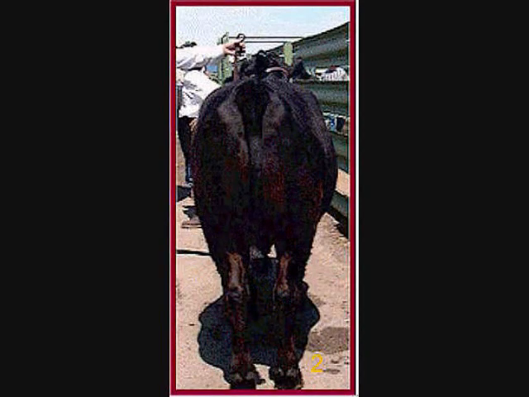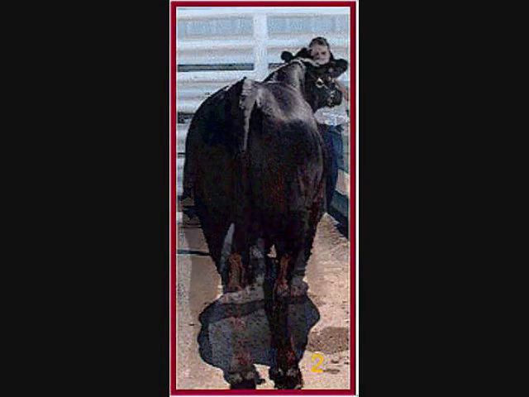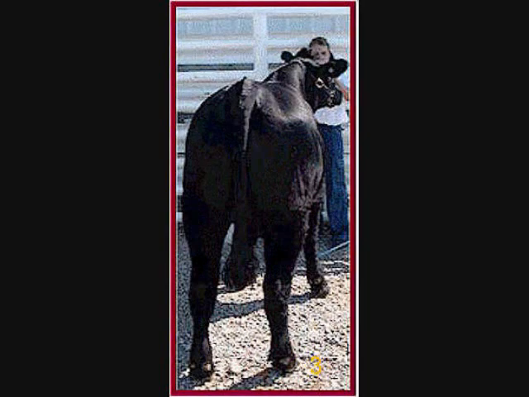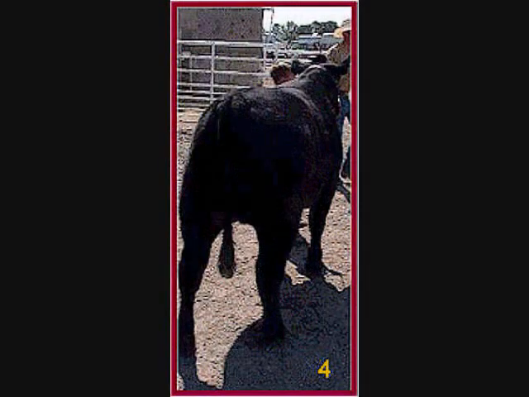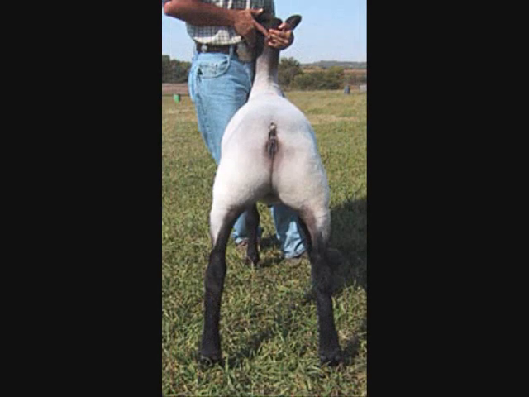Animals also need to be structurally correct so they will be able to move freely and fluidly. This is evaluated by examining the angles in their shoulders and legs. An animal must form a 45-degree angle from the top of their shoulder to the point of their shoulder down to their knee in order to be considered ideal.